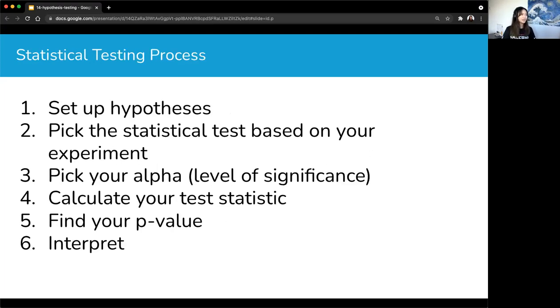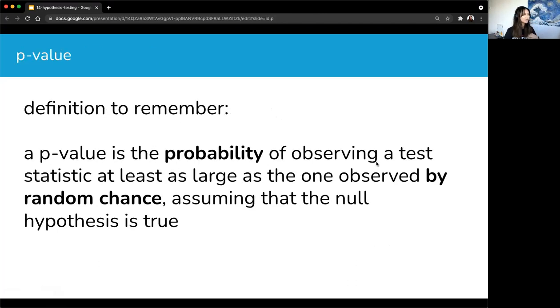So to start, this is our statistical testing process. This was the same slide that we had last week. We set up our hypothesis first. You pick your test based on what you're doing your experiment on. You pick your alpha, and only here is where you do your computation. You calculate your test statistic, you find your p-value, and then you interpret your results.